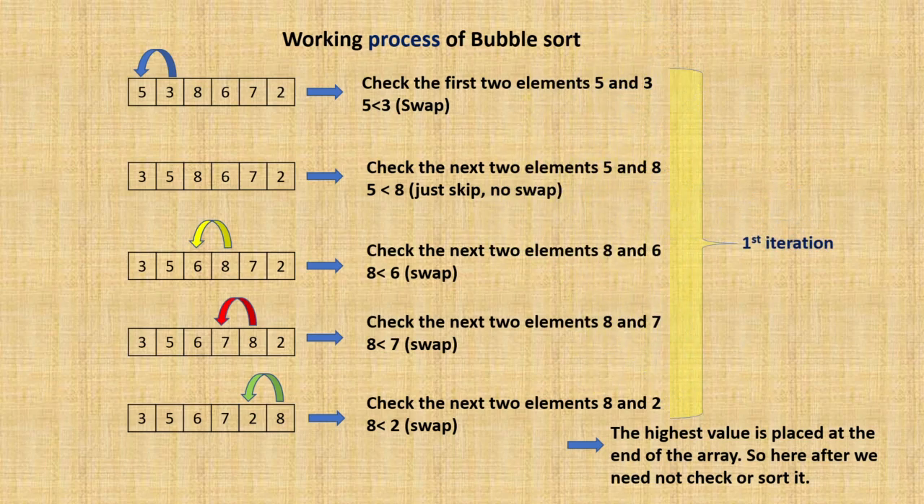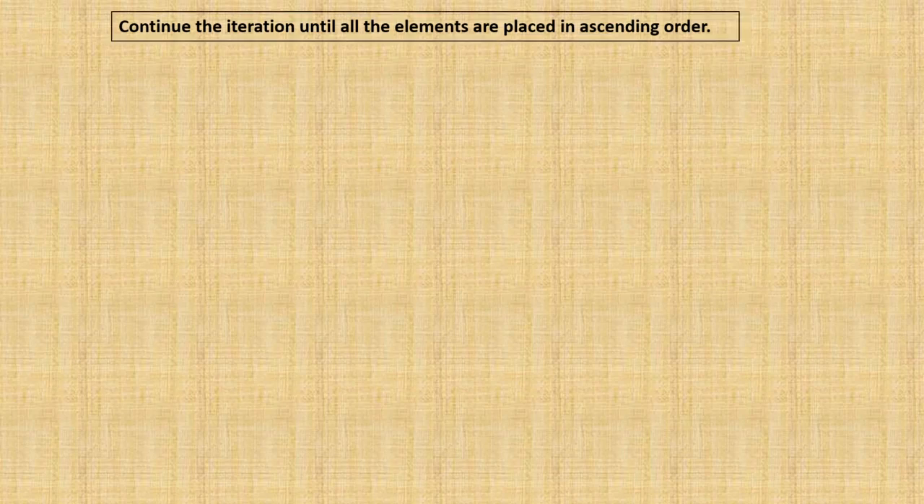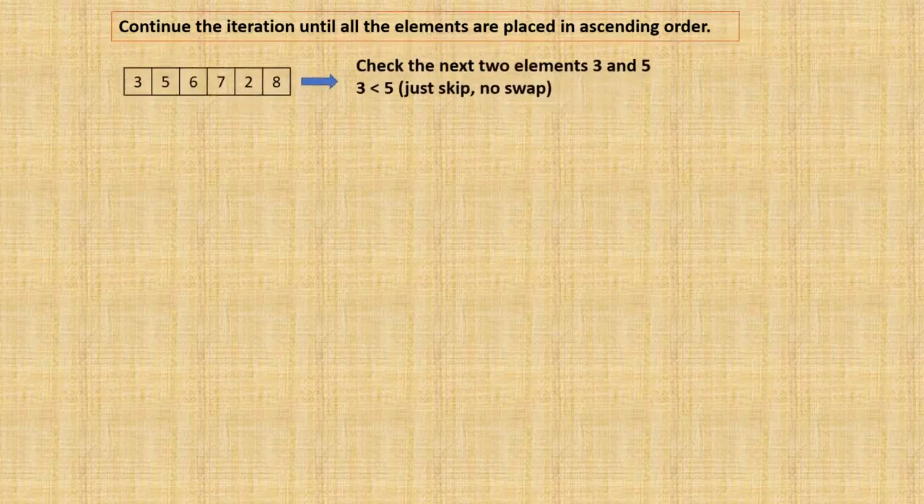Still we haven't come to the end of the sorting. Here we have seen that the second-to-last element, 2, is not the least element, so it should reach the first position. We have to continue the iteration until all the elements are placed in ascending order. So here we have 3, 5, 6, 7, 2, 8.